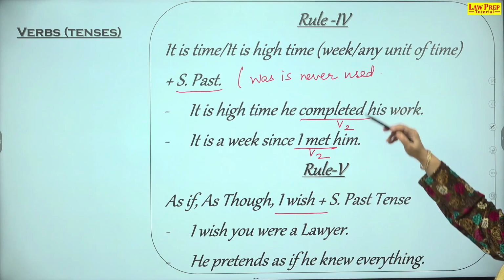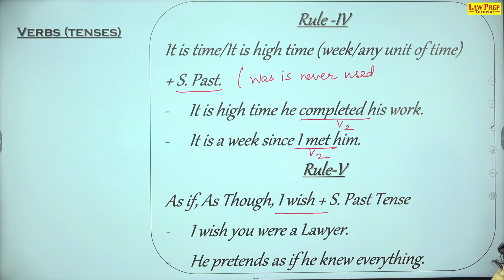Rule 4 and Rule 5 can be merged together. Why can they be merged? Because it is time, it is high time, as if, as though, and I wish. All of them will take which tense? That is simple past tense. Always simple past tense will be used with them.